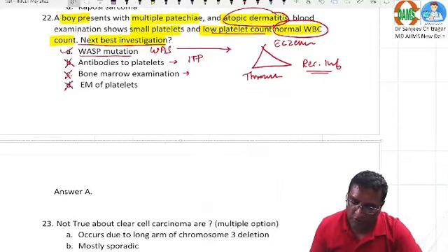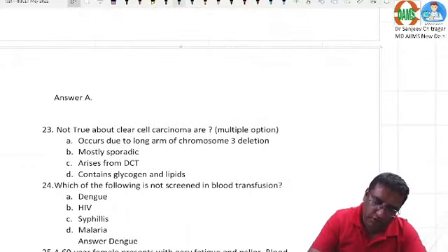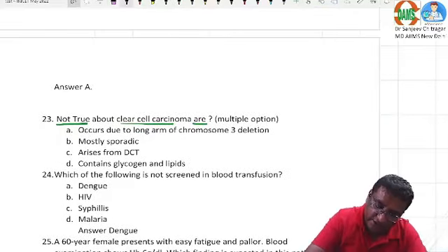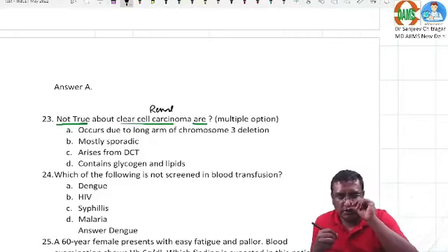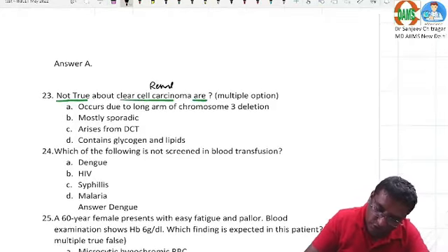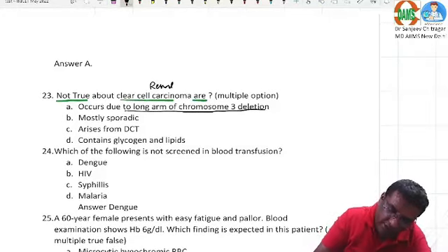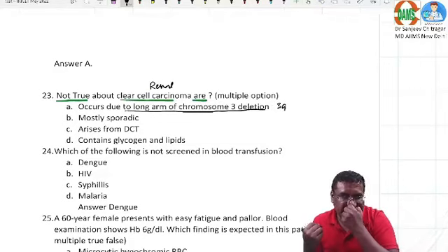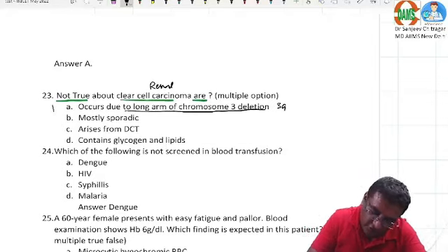Now, one more question. This was your, okay, not true about clear cell RCC, clear cell renal cell carcinoma. So multiple true-false statements were there. Occurs due to long arm of chromosome 3 deletion. Basically they are telling you 3q deletion, whatever they had given in the exam. So this is a false statement.